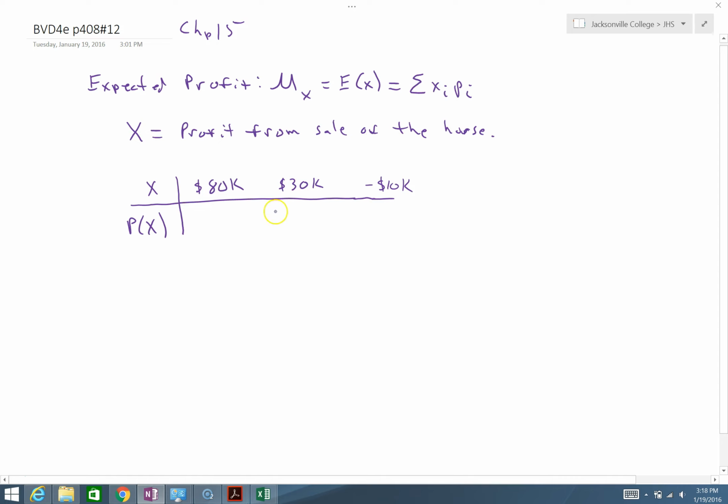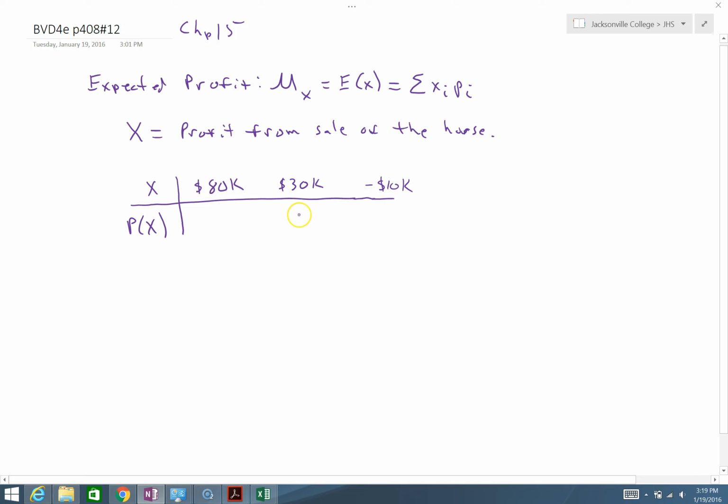So I'm going to make myself a table now. X are my particular profits. I can have an $80,000 profit because it says I'll sell the horse for $100,000, but it cost me 20, so 100 minus 20 gives 80. I could have a profit of $30,000, selling my horse for $50,000, but paying the $20,000 is a profit of 30, or I can lose $10,000. I only sell my horse for $10,000 and I paid $20,000 for it. So these are the particular values subtracting off what I paid because I'm interested in the profit.